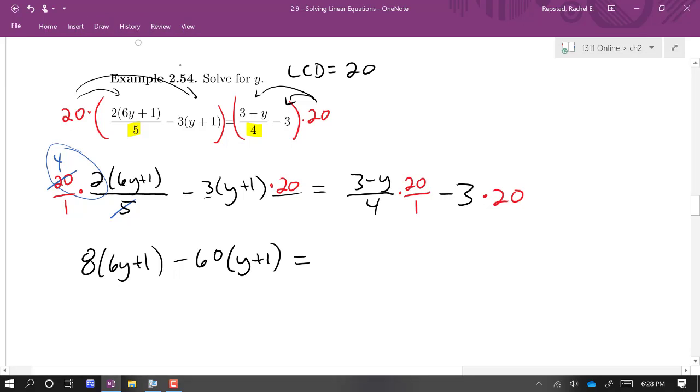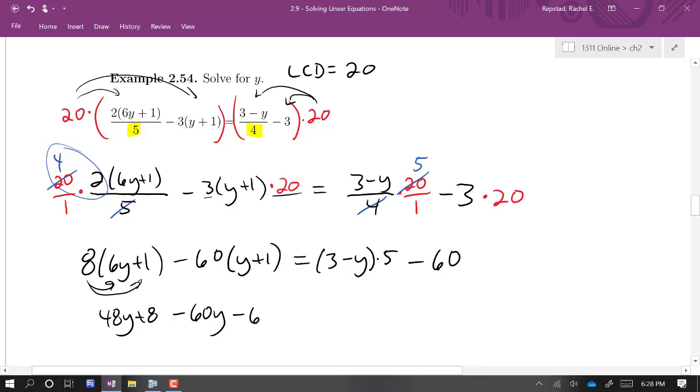On the other side, 4 goes into 20 5 times. So I have 3 minus y times 5. And then minus 60. Now this looks like an equation I already know how to solve. I'm going to distribute factors and combine like terms. So first we get 48y plus 8. And then minus 60y minus 60. Be careful with your signs. On the other side, I got 15 minus 5y minus 60.